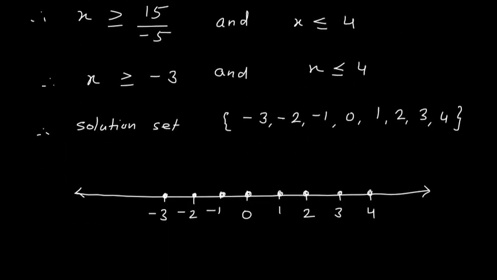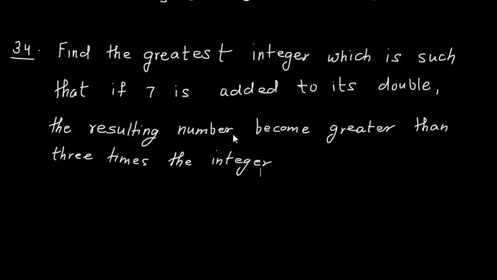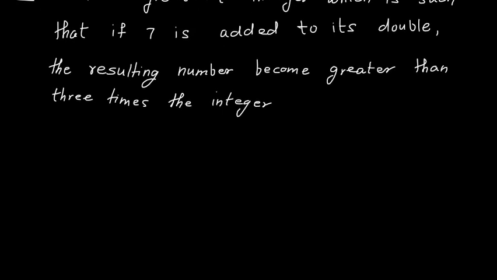Okay, now let us see 34th question. So here the question is, find the greatest integer which is such that if 7 is added to its double, the resulting number becomes greater than 3 times the integer. So I will say let the integer be x.